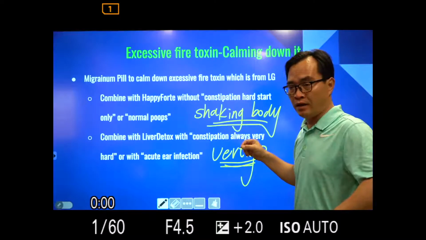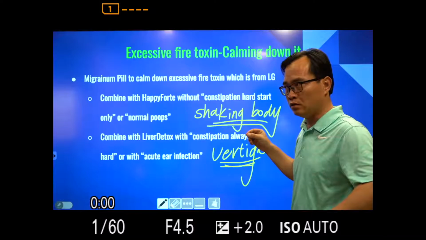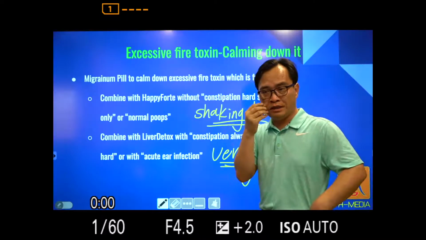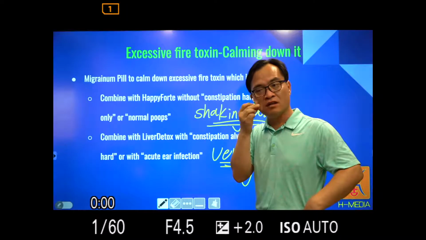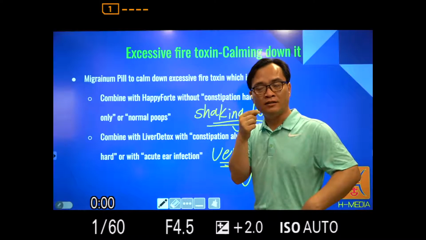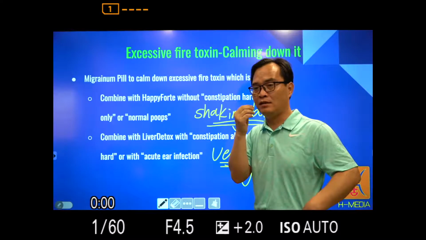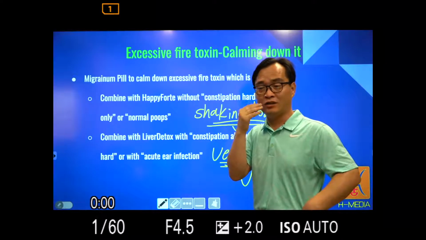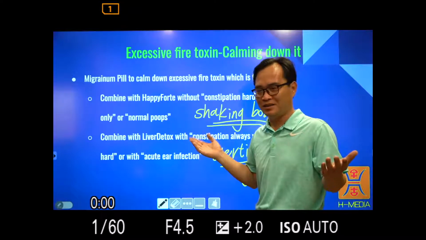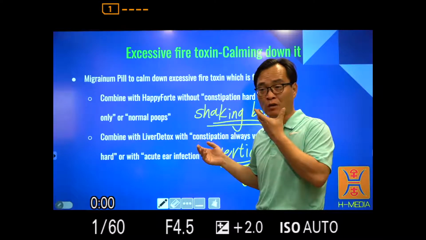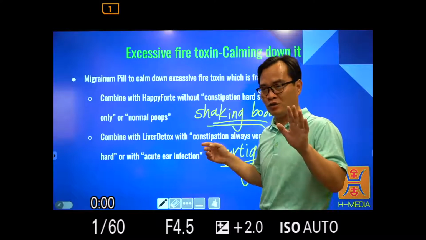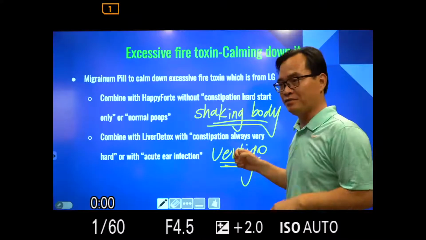Another kind of shaking body showing is the face shaking. Okay, from time to time, the people's face is shaking. It's not normal. So that's also showing the wind.